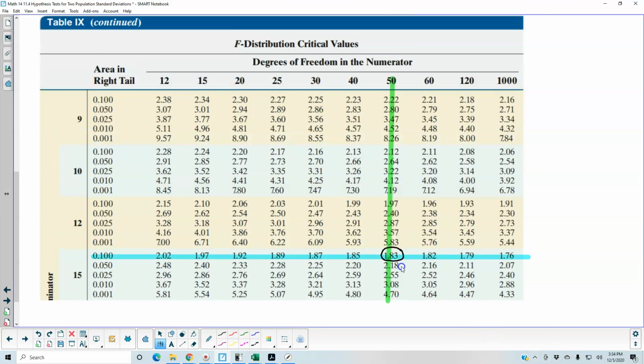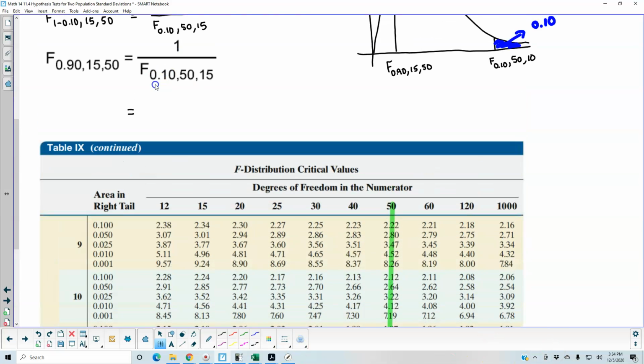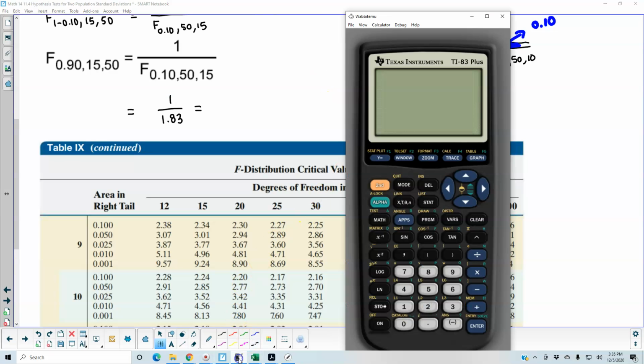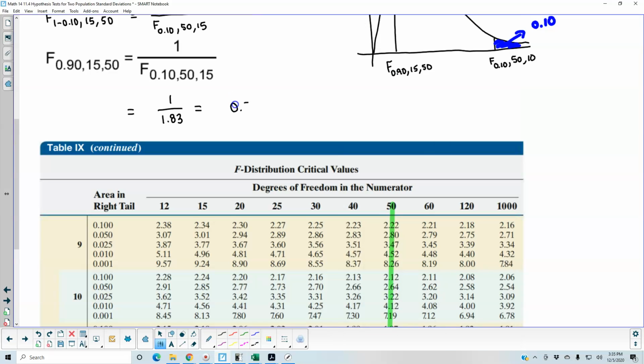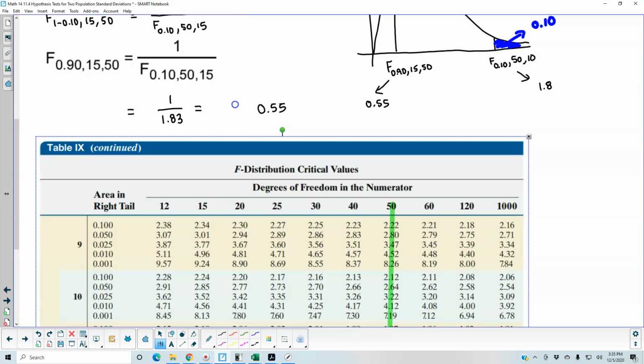Now we use that number, 1.83, and put it in the denominator, because that's going to be 1 over 1.83. Then we need to find the result of that. 1 divided by 1.83 reduces to 0.55. So therefore, this is the critical value here, which is 0.55. And on this side, this would be 1.83.